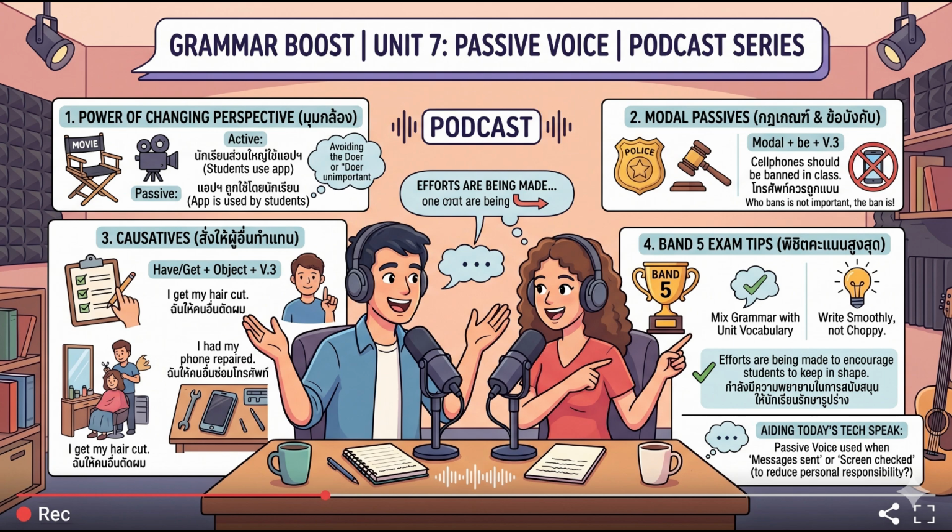So the text gives a firm one. Cell phones should be banned in class. The camera is basically locked onto the cell phones and the ban. Right. We don't care if it's the principal or the teacher doing the banning. The focus is the rule itself.